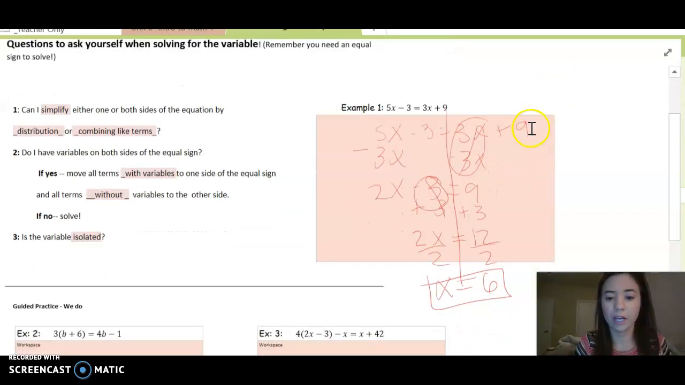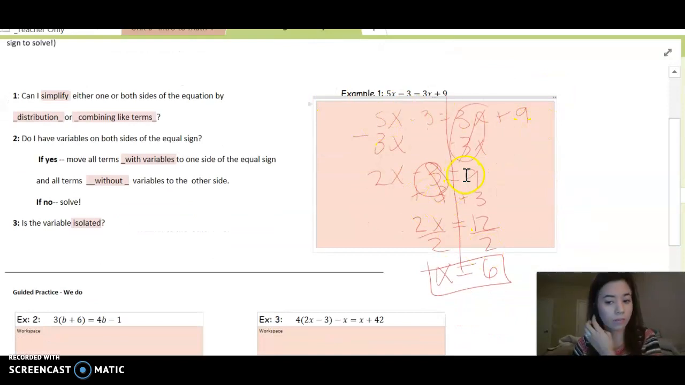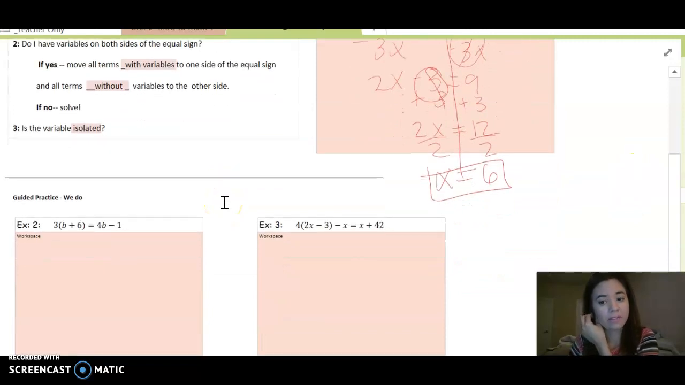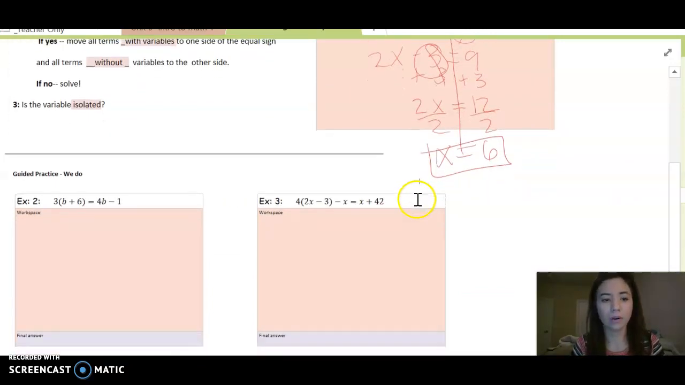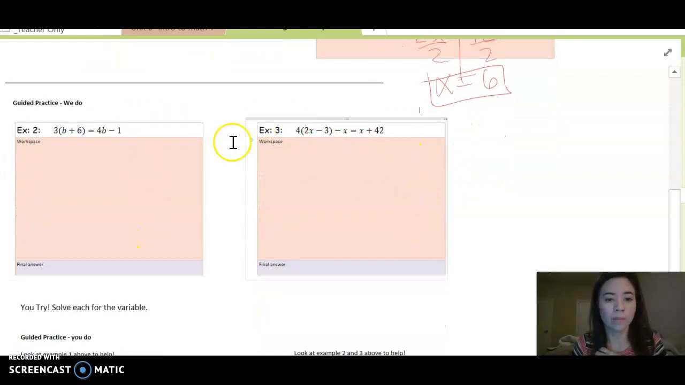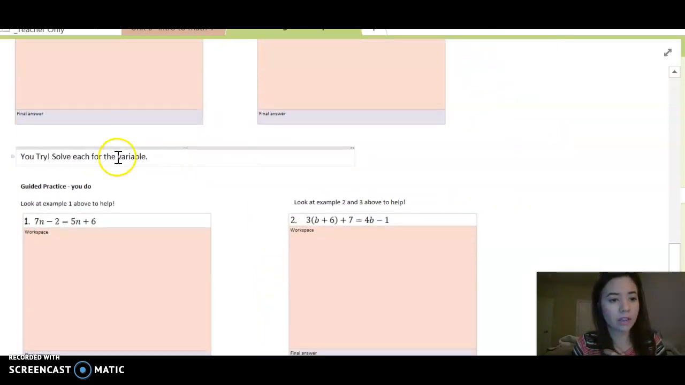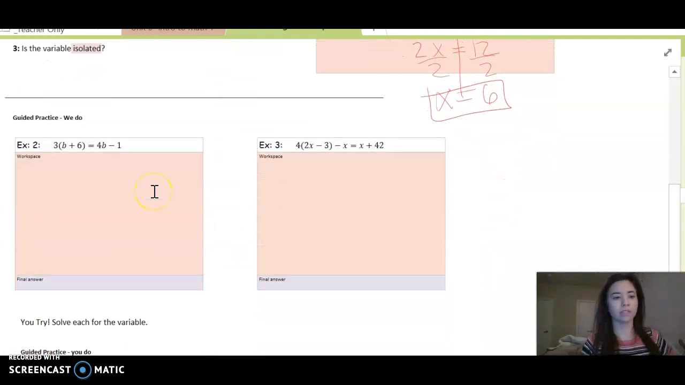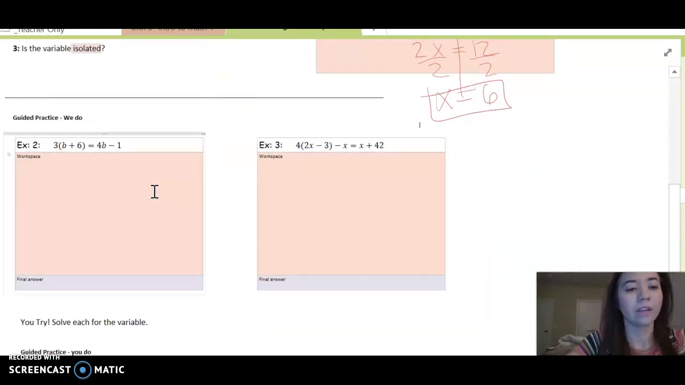All right, if you need time to get that written down, go ahead and pause me and finish filling out this example. Otherwise, we're going to move on. So if you need to pause me, go ahead and do so, and then come back and join me. I'm going to work through these 2 examples, and then you're going to try these 2 on your own. All right, so let's go ahead and do it.